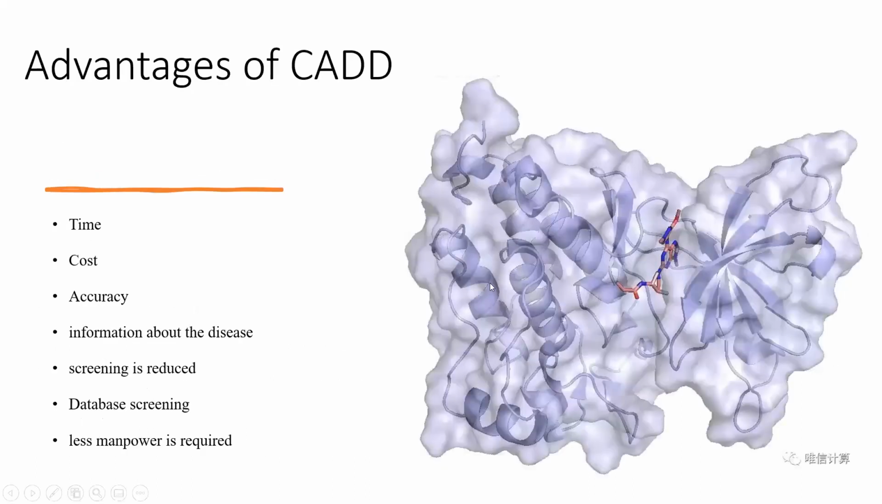Now, let's look at some of the advantages of computer-aided drug design. One of the advantages of CADD is time. I'm telling you, time. According to the FDA, it takes between 10 to 15 years for a drug to start from the beginning and get to market. But with the help of computer-aided drug design, drugs get to market in less than 5 years.